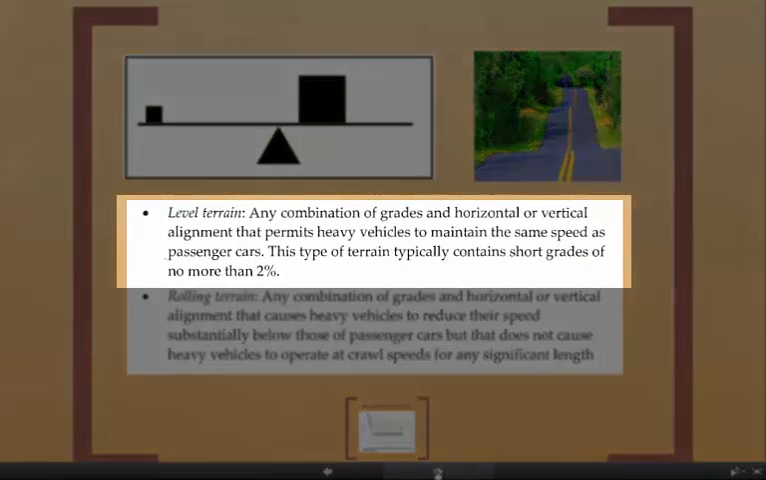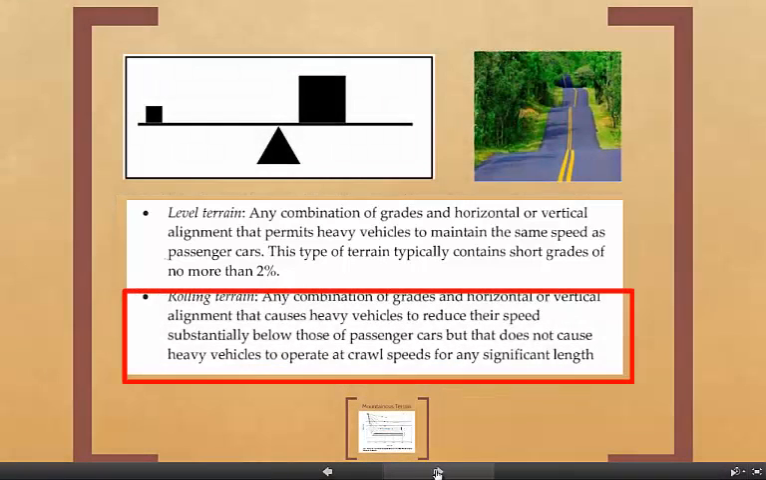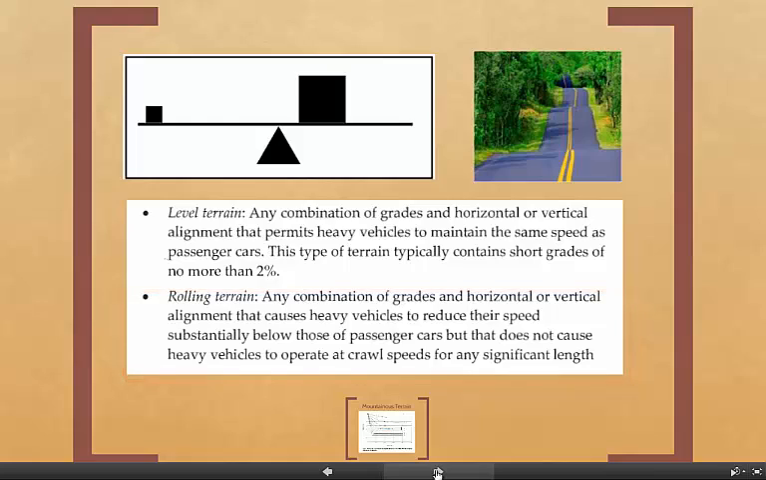Level terrain is defined by any combination of grades that permits heavy vehicles to maintain the same speed as passenger cars, typically short grades of no more than 2%. A rolling terrain segment is any combination of grades that causes heavy vehicles to reduce their speed below passenger cars, but does not force heavy vehicles to operate at crawl speed.